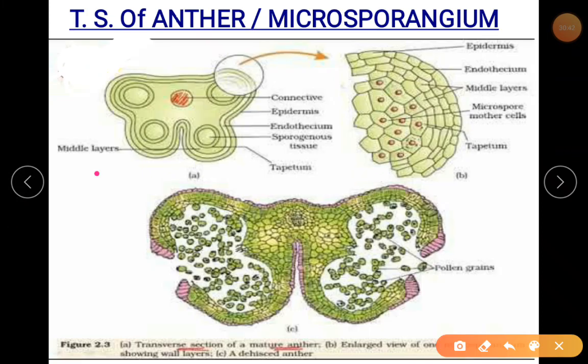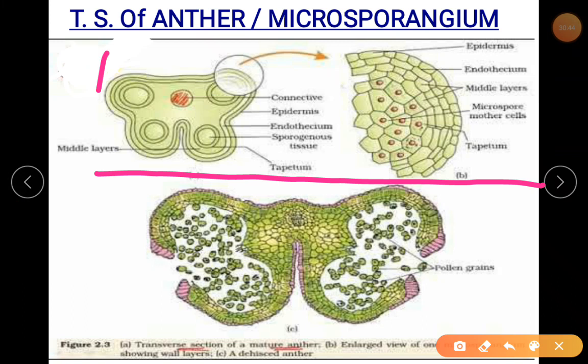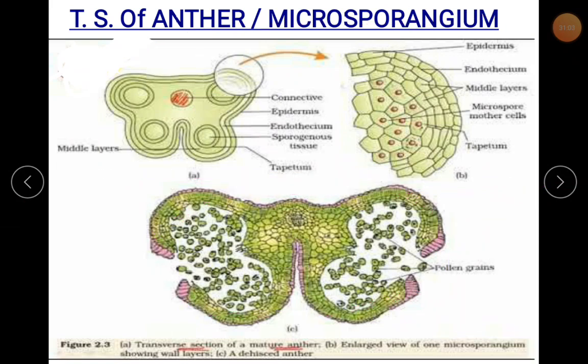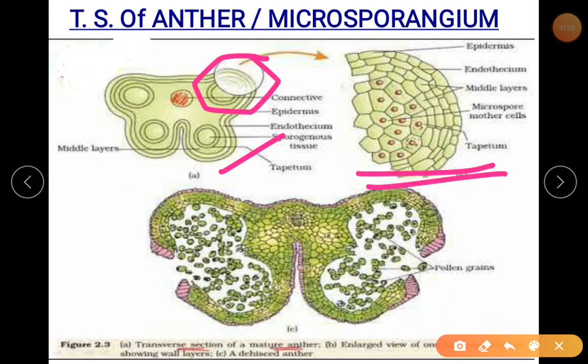Again, this is a very important diagram. It is asked separately for 3 marks: draw a neat labeled diagram of TS of microsporangium or TS of young anther. This is the young anther, and below it is the mature anther. You observe it is like an outline here, and one zoomed portion is shown clearly. I want everyone to do it very neatly. Don't take it lightly. Do it neatly because it is a 3-mark question and this chapter has a lot of weightage. So please focus on diagrams also.